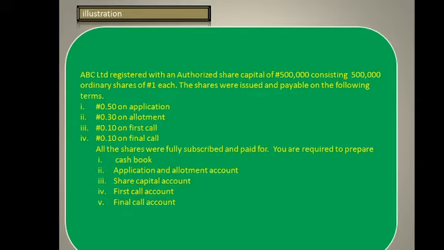Now here we have an illustration that reads: ABC Limited registered with an authorized share capital of 500,000 naira, consisting of 500,000 ordinary shares of 1 naira each. The shares were issued and payable on the following terms: 50 kobo on application, 30 kobo on allotment, 10 kobo on first call, 10 kobo on final call. All the shares were fully subscribed and paid for. You are required to prepare: number 1, the cash book, the application and allotment account, the share capital account, the first call and the final call.